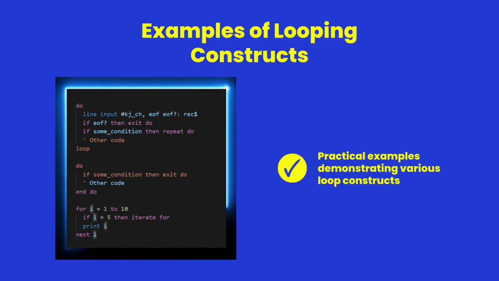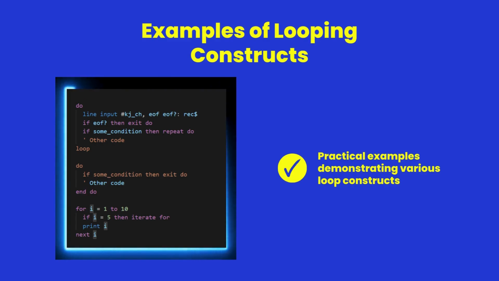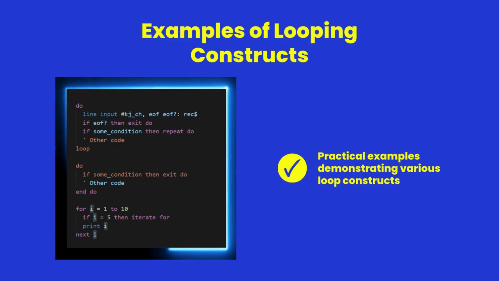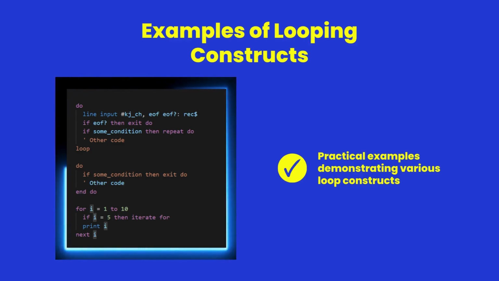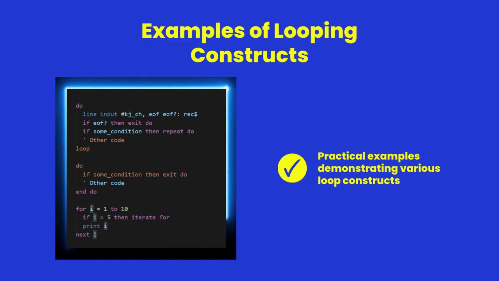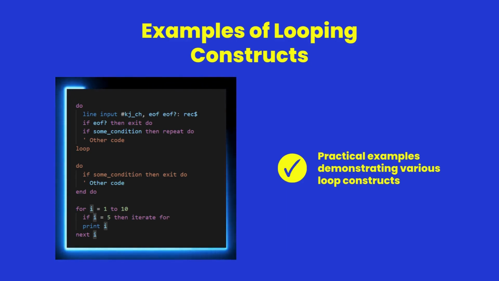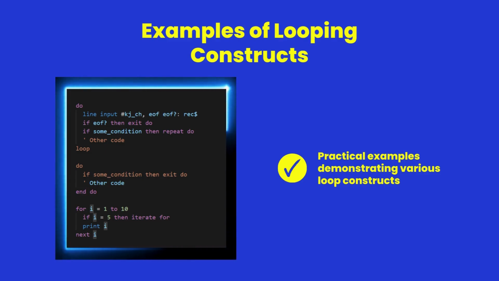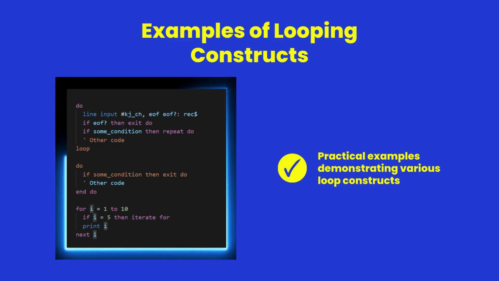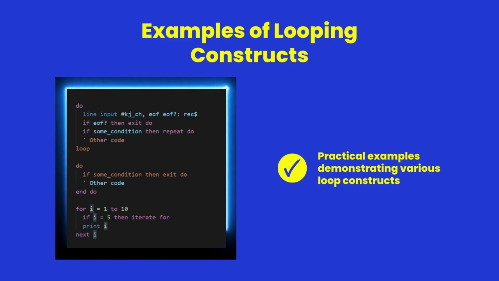Let's look at practical examples demonstrating the use of different loop constructs in Sheerpower. In this example, we demonstrate the use of do loop and for next loop constructs in Sheerpower. First, we create a do loop to read lines from a file and restart the loop based on a condition. This loop reads lines from a file until the end of the file, EOF, is reached. If a certain condition, sum_condition, is met, the loop restarts from the beginning.